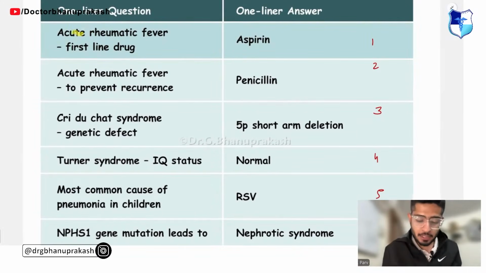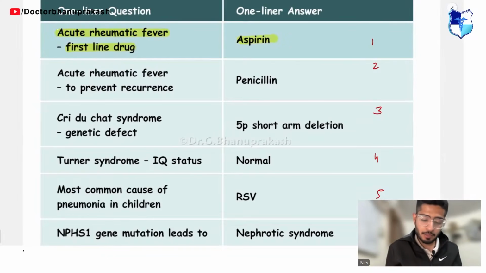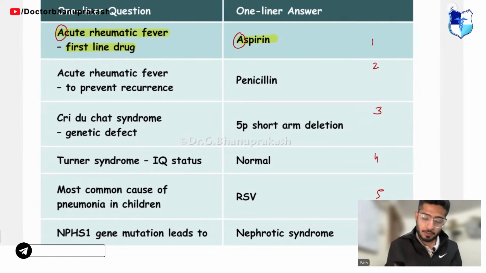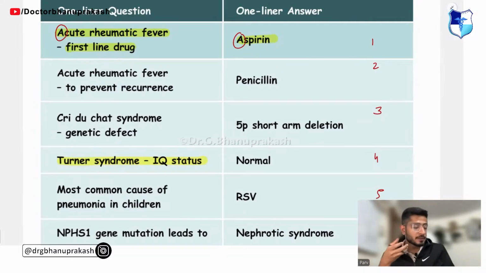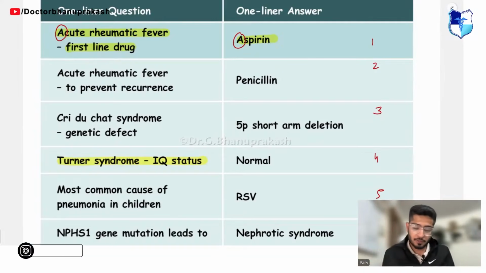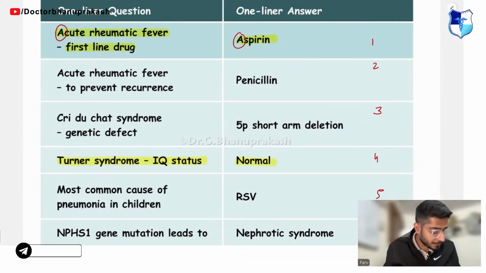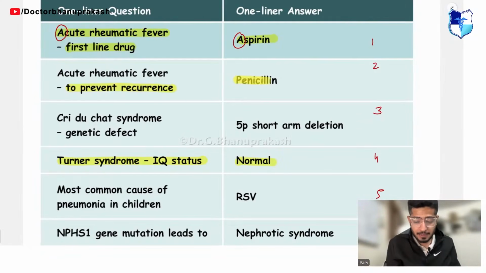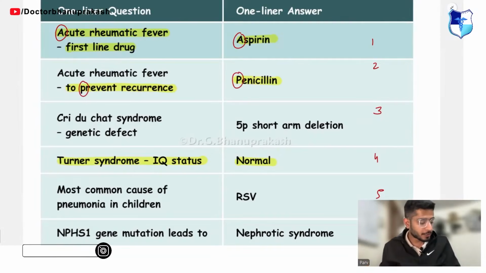First statement says acute rheumatic fever, the first line drug is going to be aspirin. Okay, A for acute rheumatic fever, A for aspirin. Okay, that's absolutely normal. I have told you in Turner's, when you ask the female to turn, the female is going to turn. So Turner's is going to be normal. Then acute rheumatic fever, to prevent the recurrence, we give penicillin. Bache, it's absolutely correct. In fact, I'll teach you the dosage also. Yeah, this is completely fine.